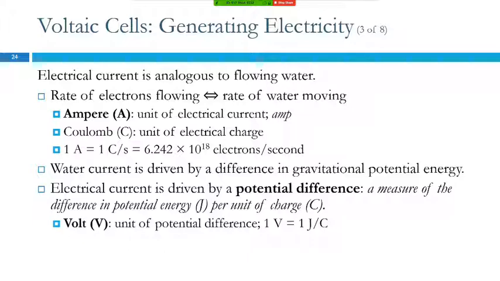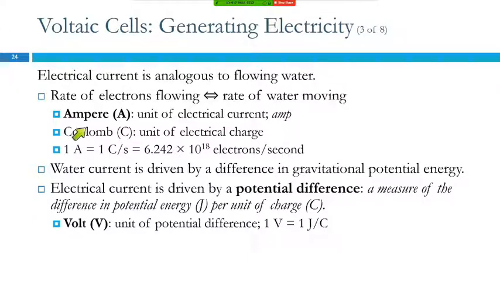So that electrical current flow of charged particles is analogous to flowing water. And it's helpful to think of it this way because we're familiar with water and how water behaves, and we can't really see electricity. So the rate of electrons flowing is like the rate of water moving. If you look in the Fresno Bee, you can get the rate of water being released from Pine Flat Dam. Right? They can measure that.